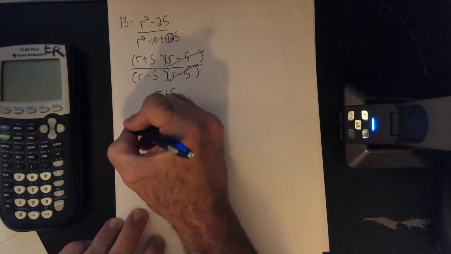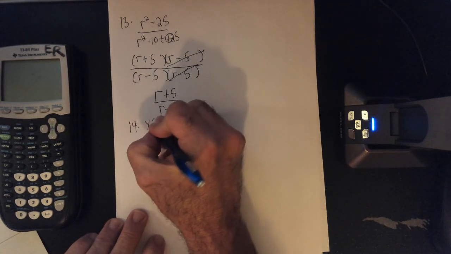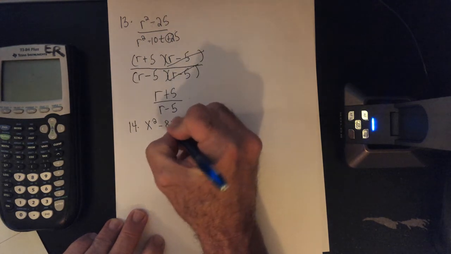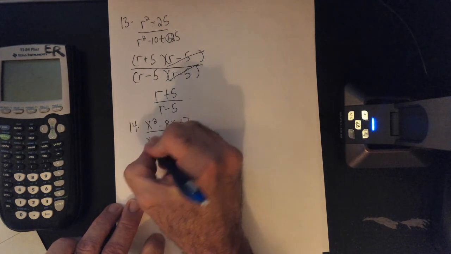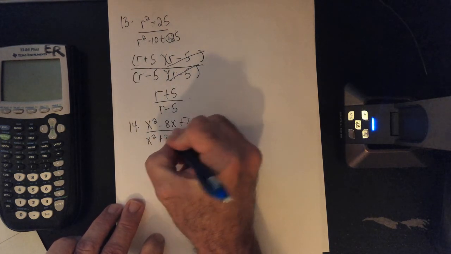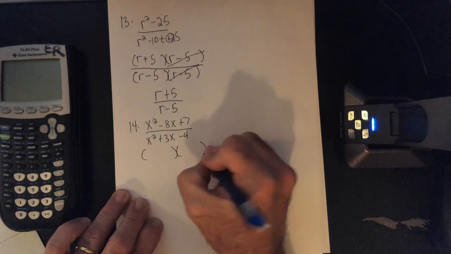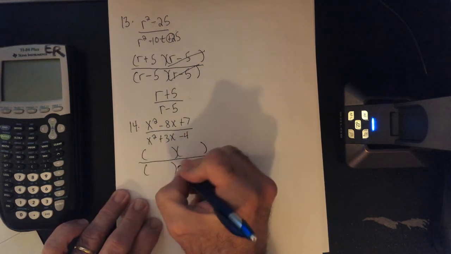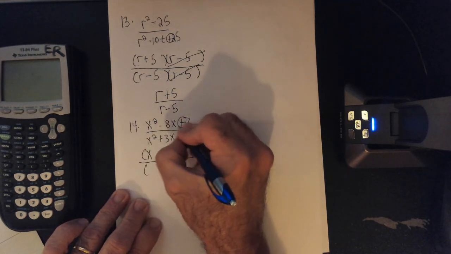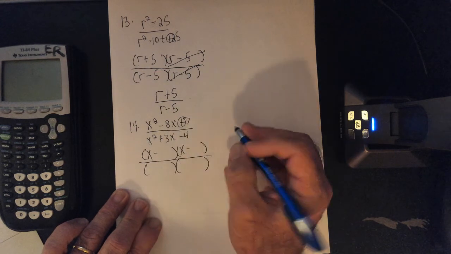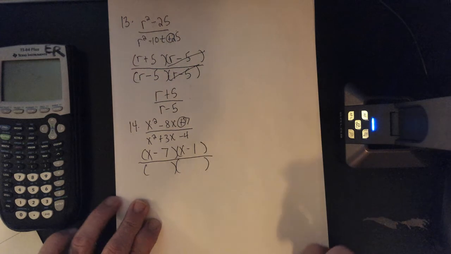Alright, y'all, the same thing on number 14. Simplify by removing factors of 1. X squared minus 8x plus 7 divided by x squared plus 3x minus 4. So both of these will factor. So x squared is an x and an x. That's positive, so both signs are negative like the middle. And the factors of 7 that equal 8, you only got one guess, 7 and 1.